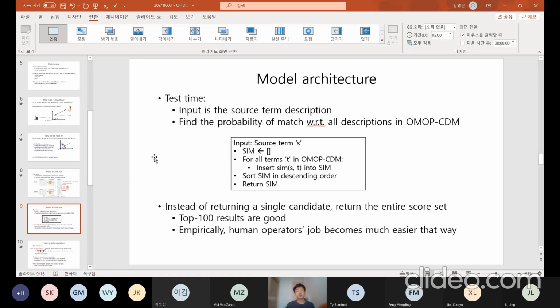Okay. So in this case, the input would be the source term that you want to match to. And once you're given the source term, you will simply have to go through the entire descriptions of the OMOP CDM. And for each description corresponding to each term in that OMOP CDM, you will simply compute the pairwise similarity between those, and simply present the 100 most similar matches. And of course, this similarity term here is computed by our proposed network, so it's a well-defined one.